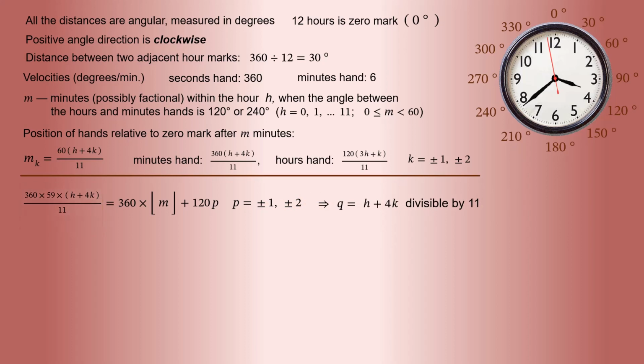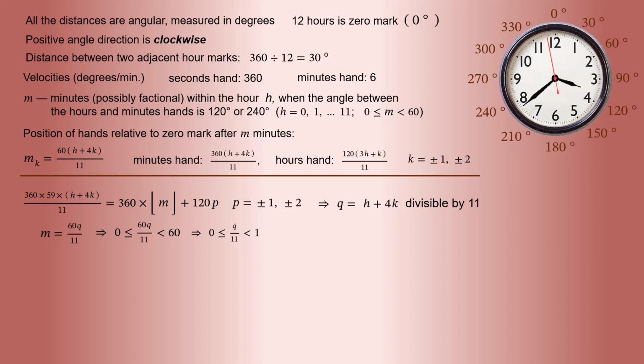Note that the factor h plus 4k is derived from the expression for m, which can now be written in a shorter way. m equals 60q over 11. Let's substitute that expression into the inequality for m. Then, after dividing by 60, we find out that q over 11 is greater or equal to 0 and strictly less than 1. But hold on, since q is divisible by 11, q over 11 must be an integer.